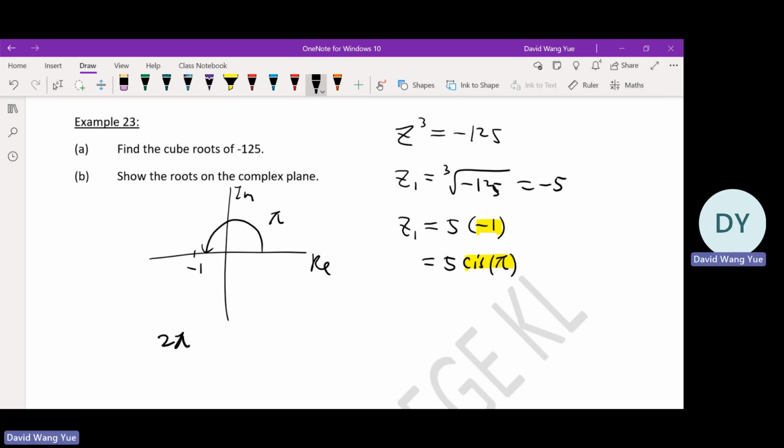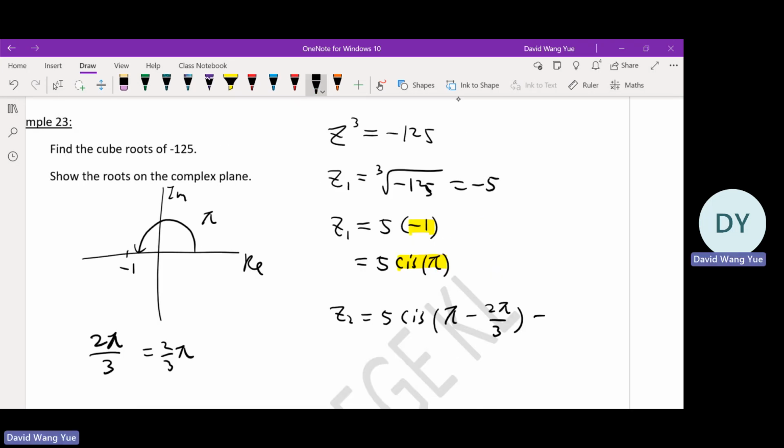As we learned previously, a whole circle is 2 pi. 2 pi divided by 3 is 2 pi over 3. That means the other root should be 5 cis (pi minus 2 pi over 3), that is 5 cis pi over 3. So if this is the first root, the other root should be at angle pi over 3, and the radius is also 5.